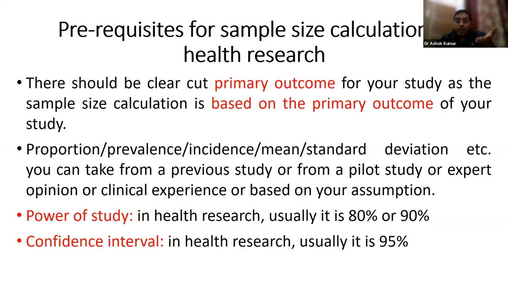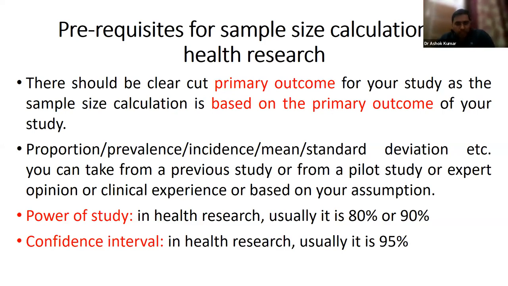Suppose you are calculating sample size on the primary outcome, and it is coming around 100. But if you are calculating sample size on co-primary and secondary outcomes, it is coming, for example, 150. Then you have to take 150. You cannot take 100. So this is the general rule for sample size calculations.